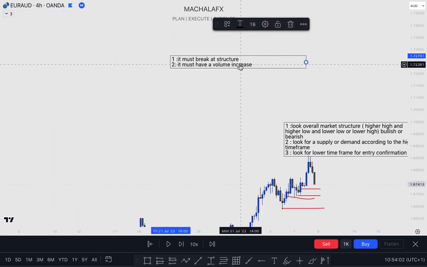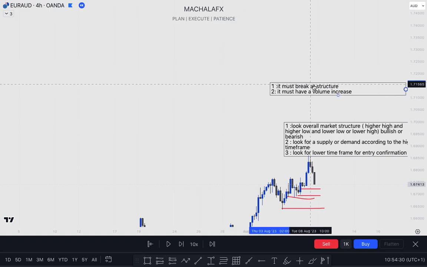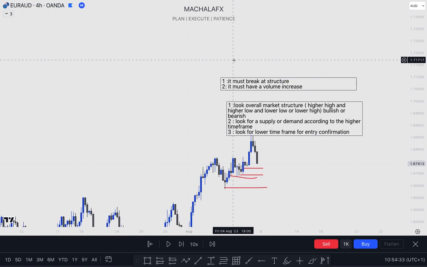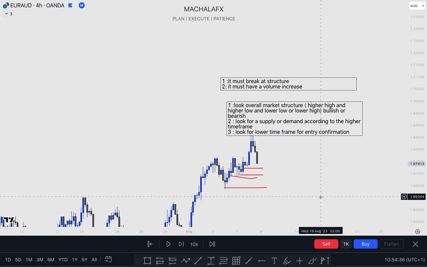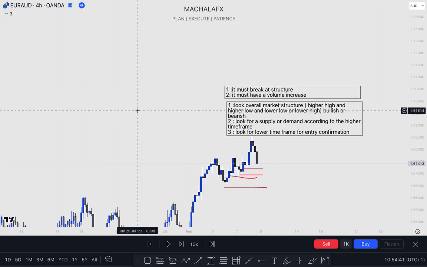So what do I mean by this? When you spot a supply or a demand, make sure it breaks structure to the downside if it is supply, and make sure it breaks structure to the upside if it is demand. And two, it must have a volume increase, which is imbalance. Let's say it moves aggressively to the upside or downside. To the upside means a demand, then to the downside means a supply level. So these are the rules you look at when you are trading supply and demand. These are actually the rules I also look at when I'm trading this strategy.